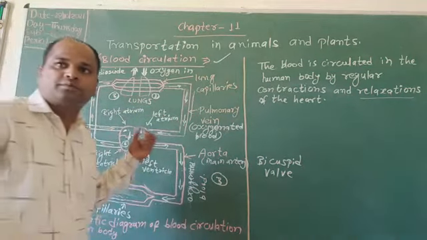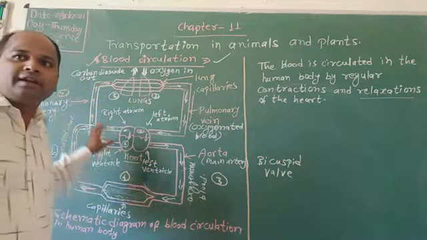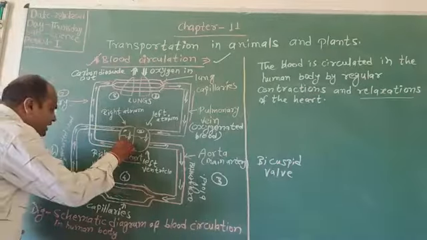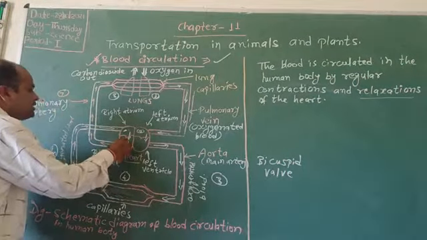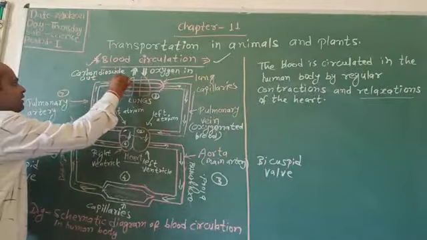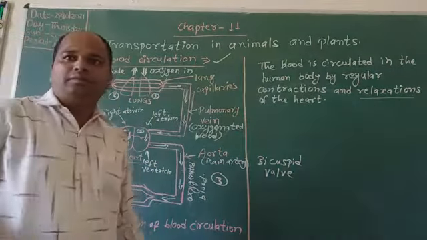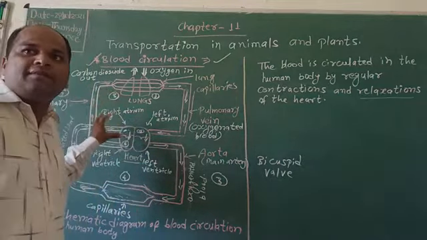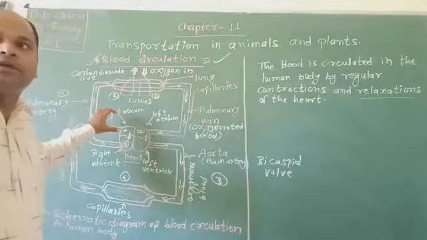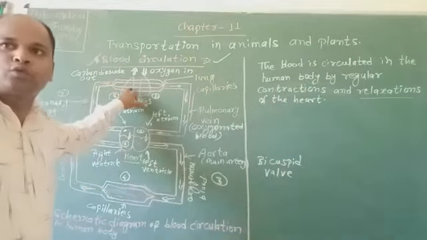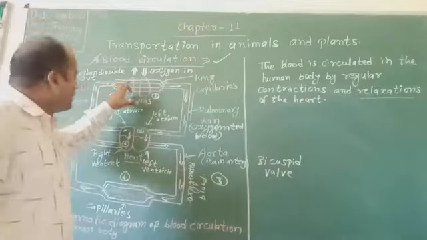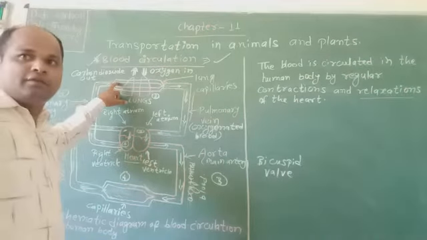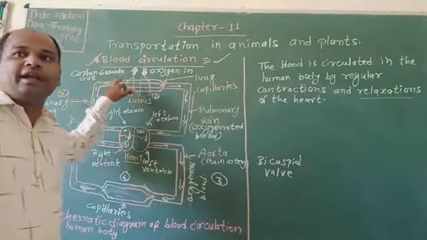So when the right ventricle contracts, the deoxygenated blood is pumped into the lungs through the pulmonary artery. This is the pulmonary artery, and blood flows to the lungs through it.